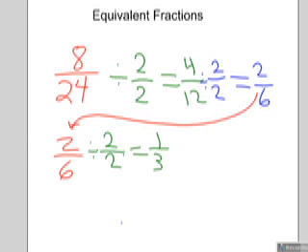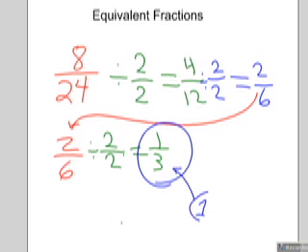So 1/3. Now you've got 1/3, and I'm going to go ahead and circle that, and let's look at 1/3. Do 1 and 3 have any common factors greater than the number 1? No. So 1 is the greatest common factor for 1 and 3. When that happens, we've reduced our fraction all the way.